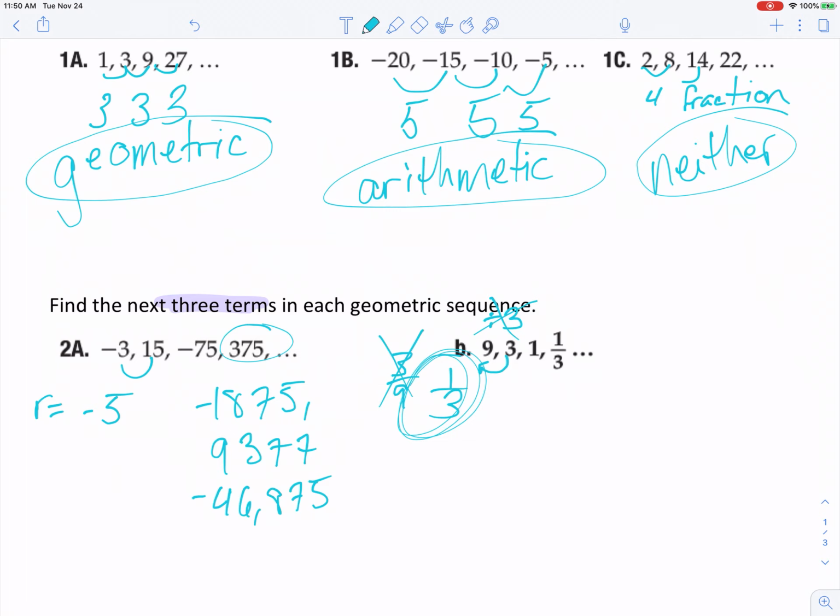So now I'm going to take 1/3, and I'm going to multiply that by 1/3, which will give me 1/9. Times 1/3 will give me 1/27. Times 1/3 will give me 1/81.